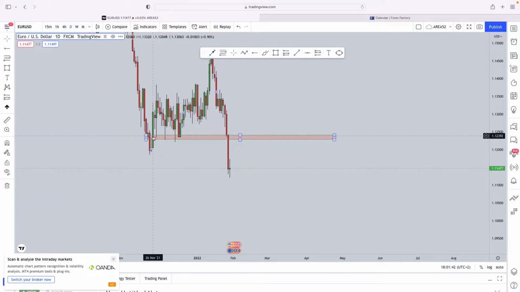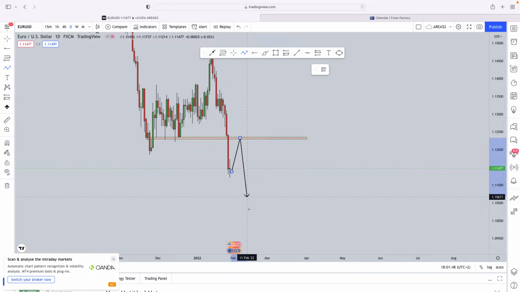Now, once again, we can see that level acted as a very strong level of support that we identified from a weekly perspective. Going into next week, we can definitely expect a pullback before the continuation to the downside.